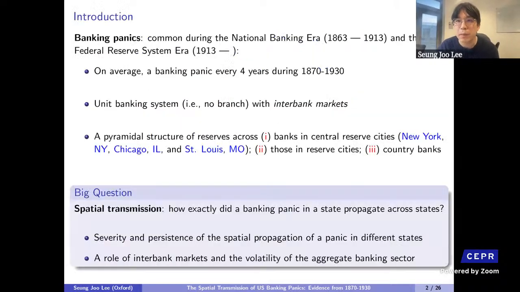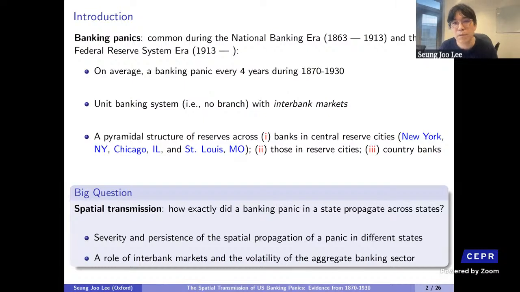This paper is about banking panic. If you look at the historical context, banking panics were quite common during the national banking era up to 1913 and the early Federal Reserve System era, after 1913. On average, banking panic happened once every 4 years during 1870 to 1930, right before the Great Depression.